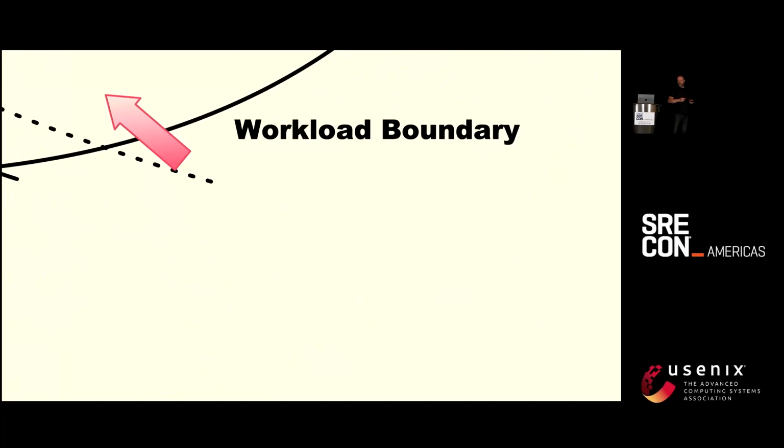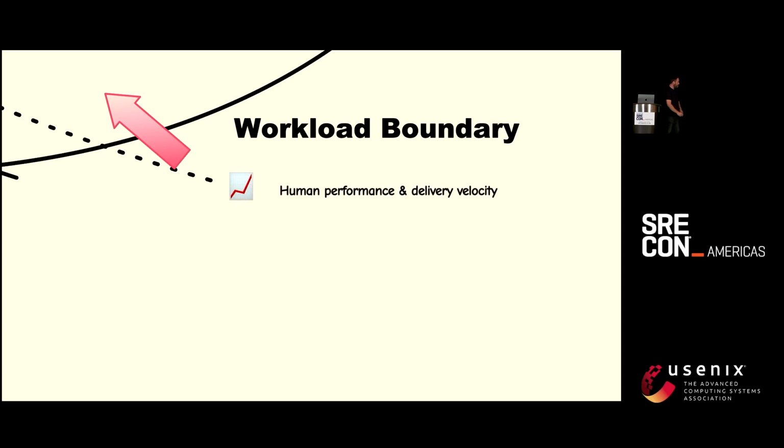So let's take a look now at the workload boundary. For us, this is all about human performance, delivery velocity. This is about how do we do all the things that we do. For someone like myself who is a manager, it's also about work management. What are the processes I can put in place? How do I keep things efficient? How do I ensure I prioritise the right things? How do I try and carve out time for opportunities for people to proactively do things so we're not always constantly reacting?